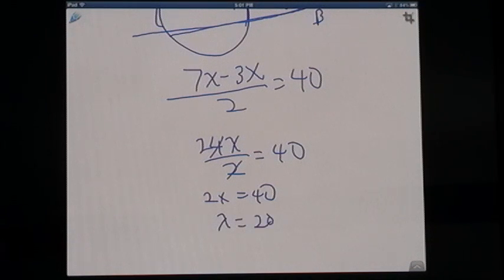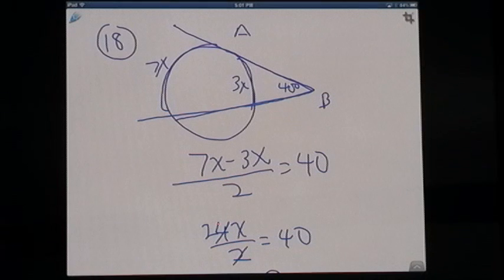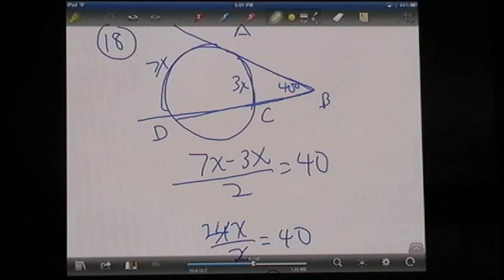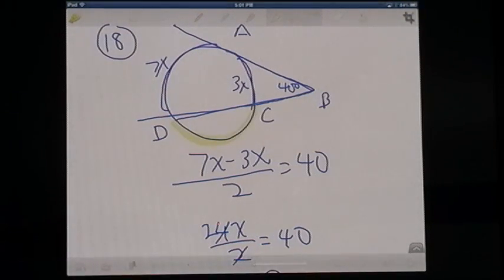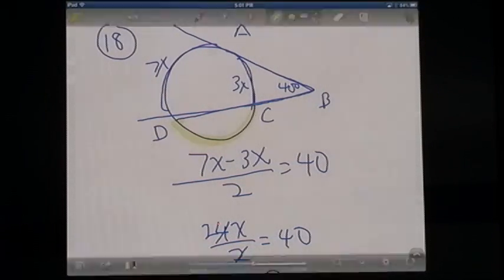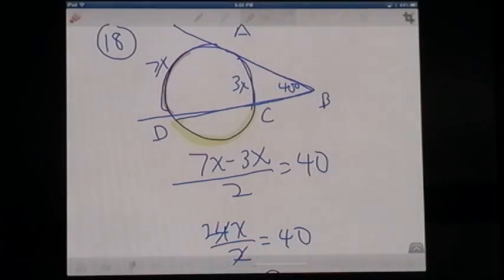Problem is, the problem doesn't ask for x. It asks you to find the arc CD. Well, this is A, B, C, D. Arc CD is this one. But the easy one for you to find is this one, because you can do 7x plus 3x is 10x, and 10 times 40.